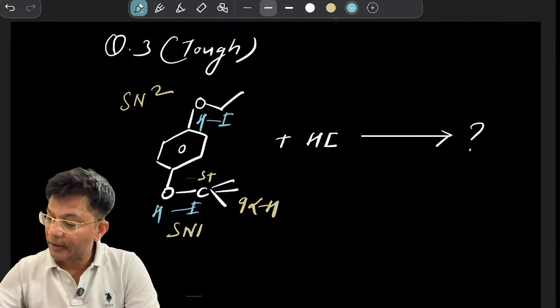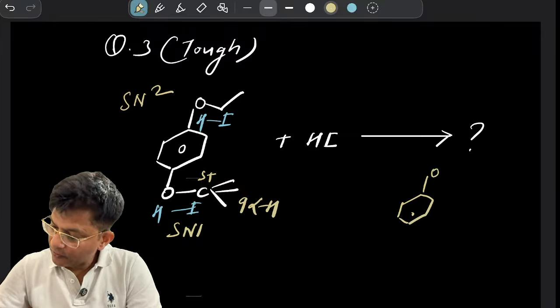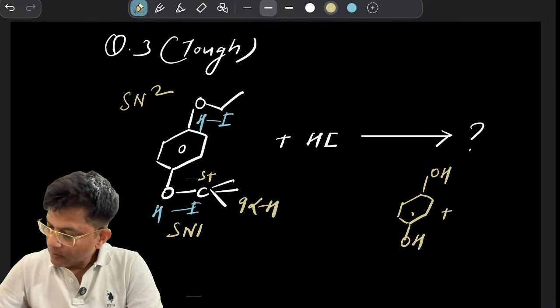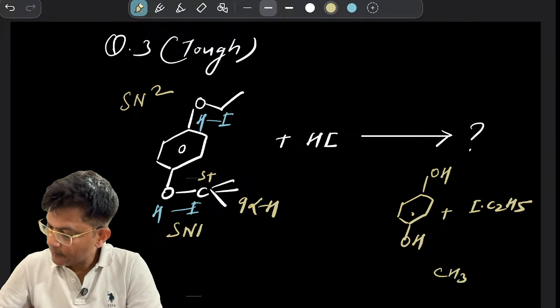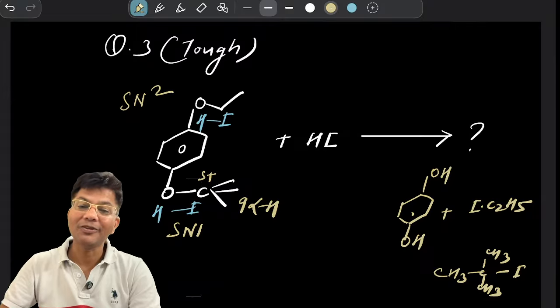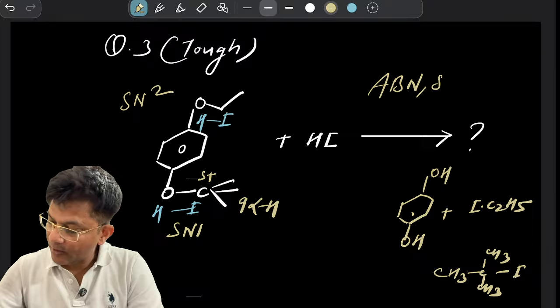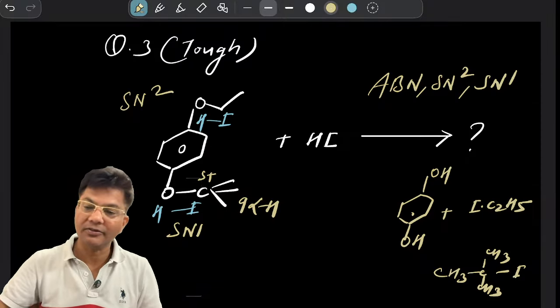Now your answer will be OH, OH, ethyl iodide, and tertiary butyl iodide. So both SN2 and SN1, right? SN2 and SN1 both.